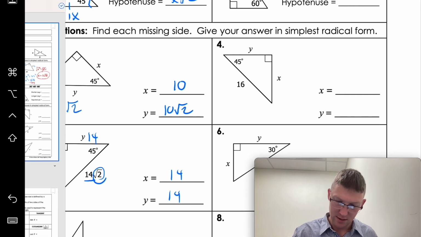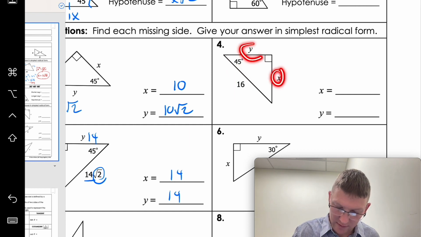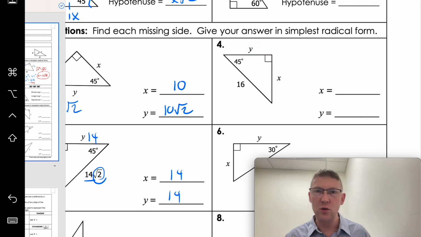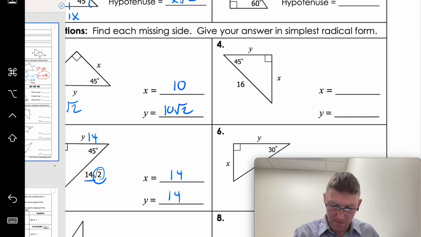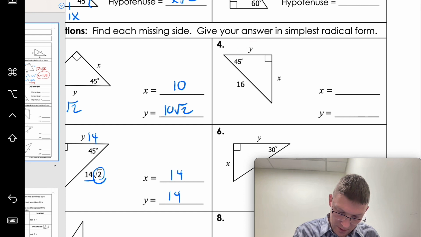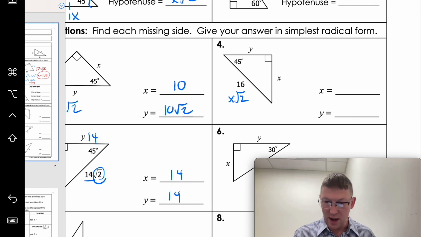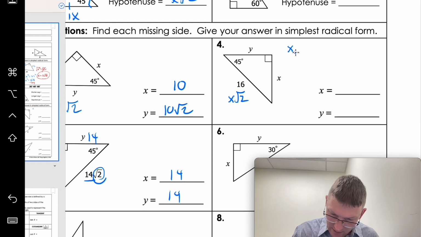I see that it's a 45, 45 triangle. It's got 16. Remember, we've got our x and y, and those sides are going to be the same. It's not super obviously square root of 2, we don't see that initially, but that's okay. We can still figure it out. Remember, our pattern on the hypotenuse is x square root of 2. So we have x times square root of 2 equals 16.